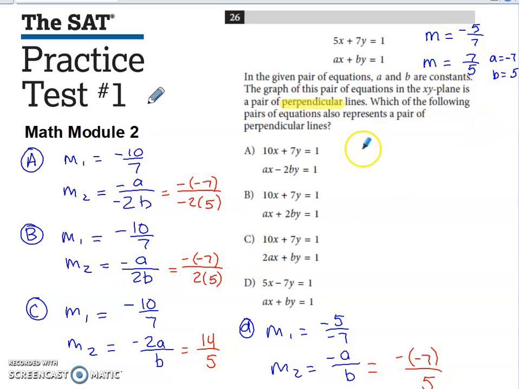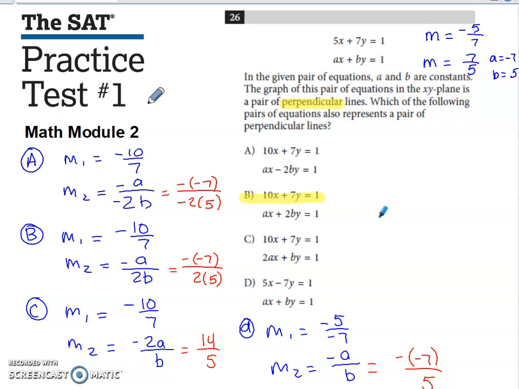Put the value of A that we identified here, put the value of B that we identified here. This is positive 7 over 10. The slope here is positive, whereas the first one was negative. 7 over 10 is the reciprocal of 10 over 7. Option B is the only option that has this set of characteristics.